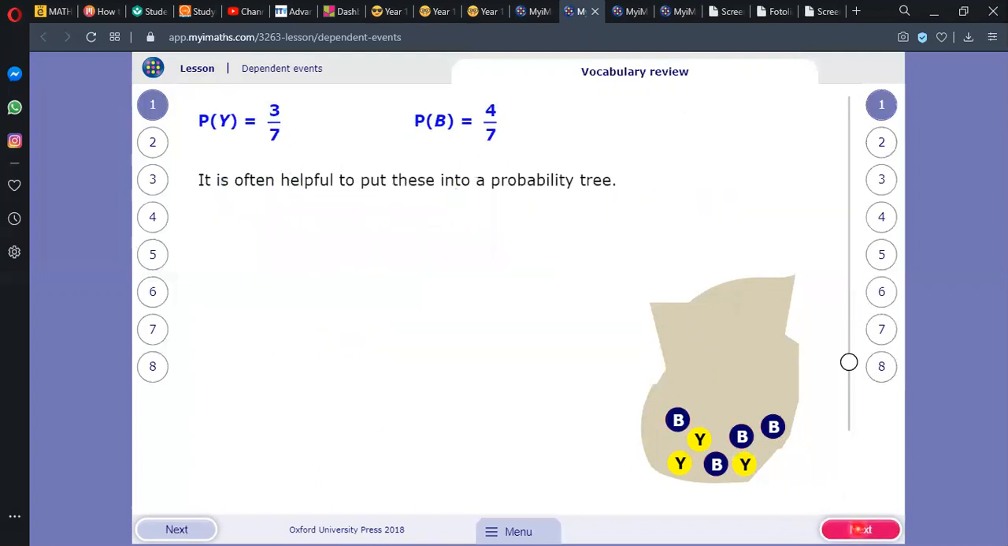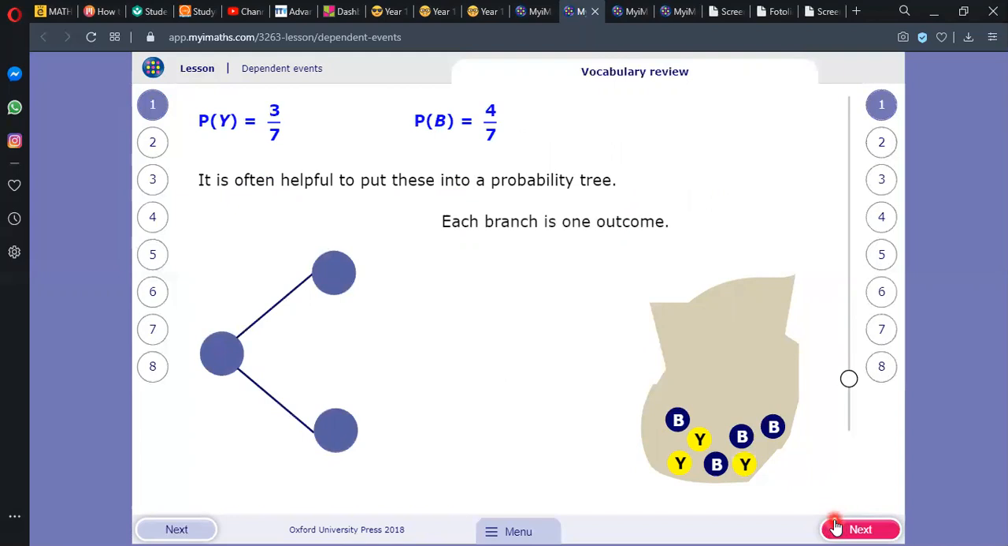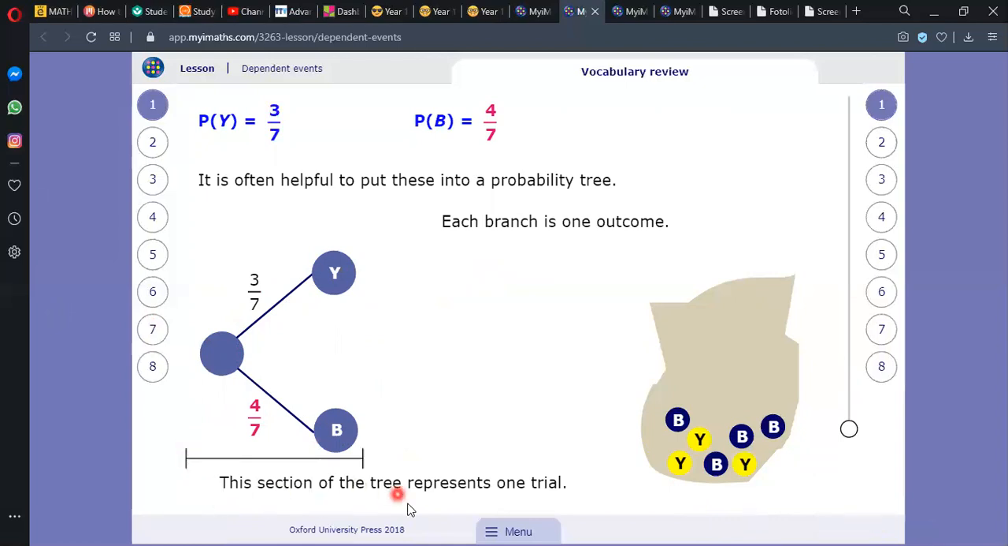We already understand that. So it is often helpful to put these into a probability tree. Each branch is an outcome, remember that? So it starts from here, the first branch for the first outcome, second branch for the second outcome. The probability is written on the line, which is the branch that we're talking about. On this branch, 3/7 for yellow, and then 4/7 as the probability for blue. This section of the tree represents one trial. So that is just one trial that has been represented there. This is really very clear, no big deal.